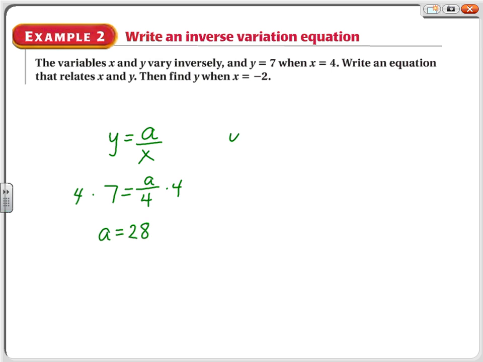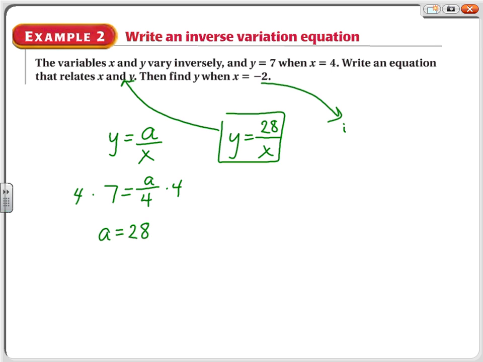Now I can rewrite my equation by plugging in the constant of variation. So there's their equation that relates x and y. The second part they want me to do now is to find y when x equals -2. So all I need to do is plug in -2 for x.